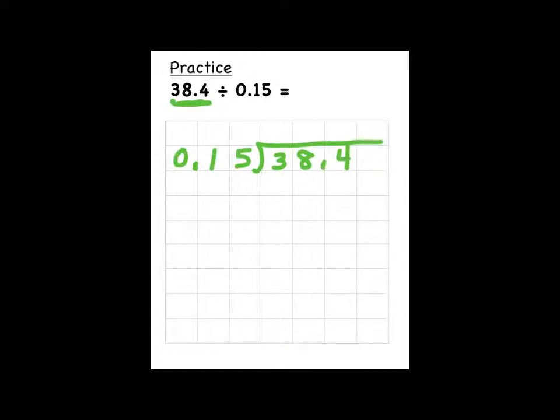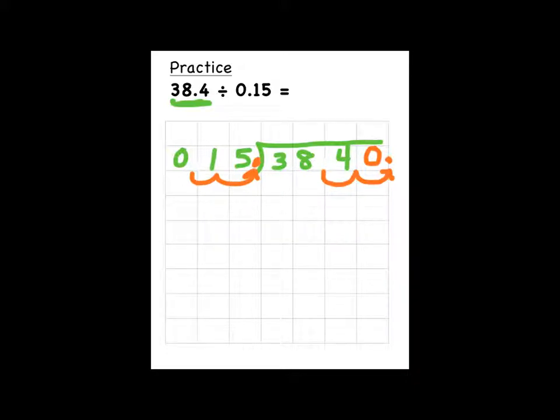As you can see, I would need to take this decimal 2 places to the right in order to get the decimal point out of this divisor. So I will have to take the decimal point in my dividend over 2 places, and I'm going to fill in a 0 as a placeholder. Now that I've erased my original decimal points, I can continue to divide.